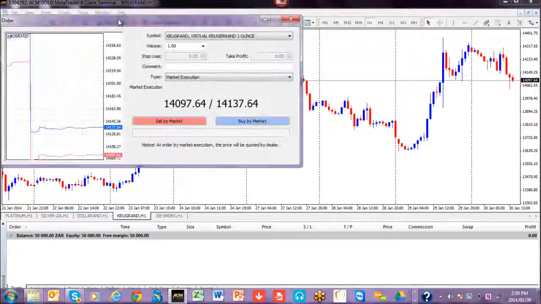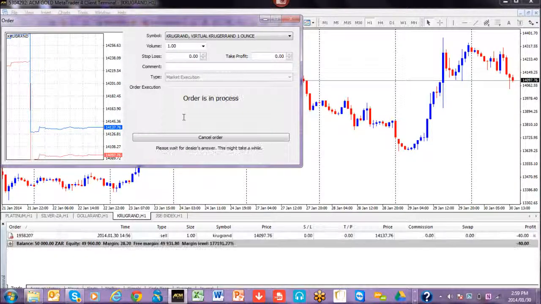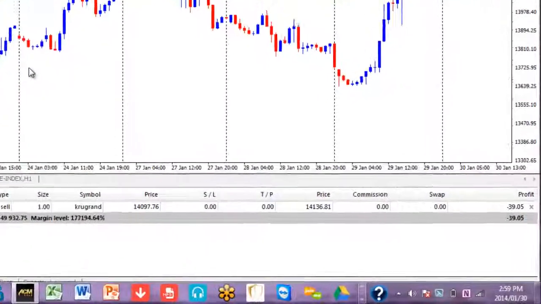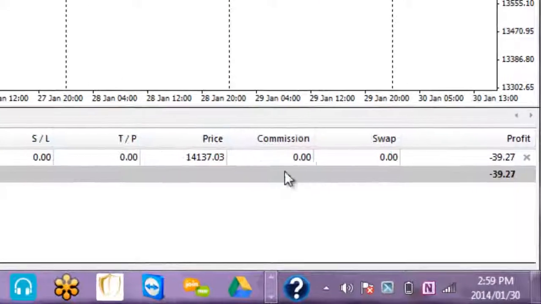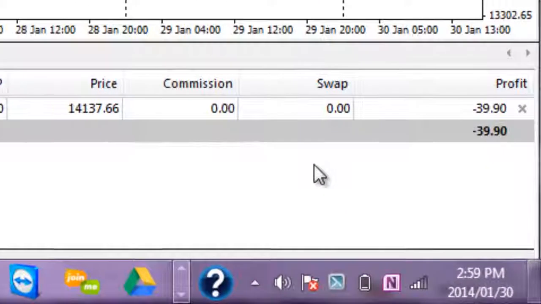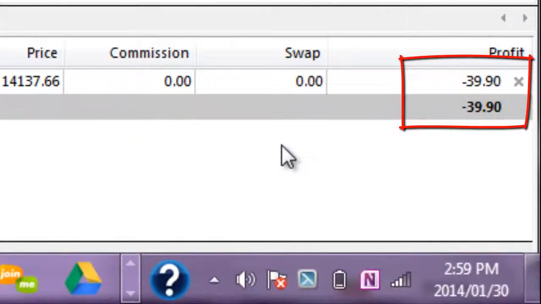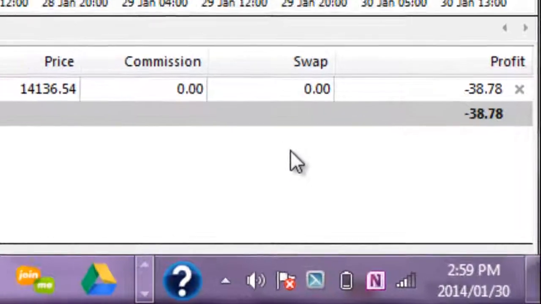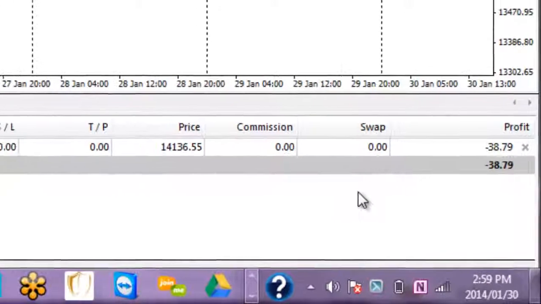Let's place a Kruger Rand trade now. Notice the amount you pay, which is the spread, for a standard lot. And there you have it. All the other trading principles are the same. Now you can trade Kruger Rand.